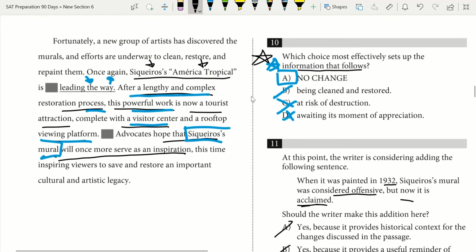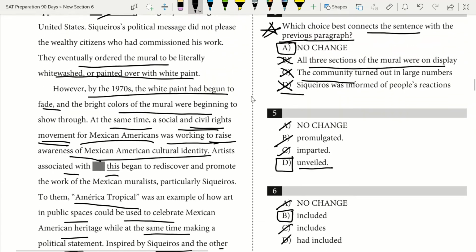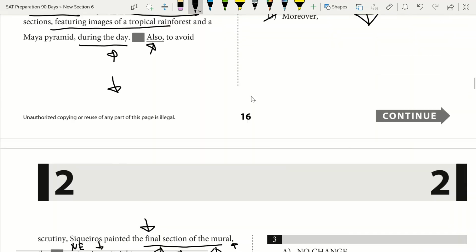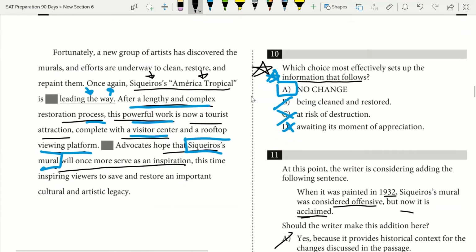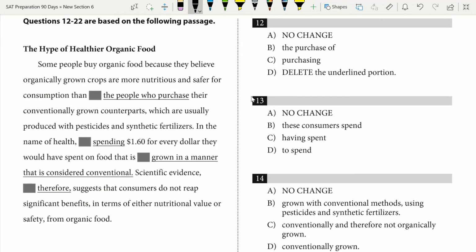All right, let's just go back, make sure we answered all of them for this passage. Okay, just quick run through, make sure we didn't end up skipping any by accident. And it looks like we've got all of them. Okay, so with that, we go ahead and move on to passage 2 now. All right, passage 2, questions 12 through 22 are based on the following passage. The hype of healthier organic food.